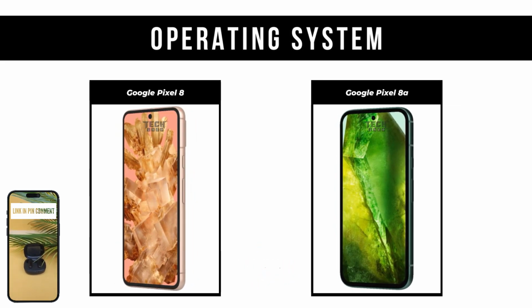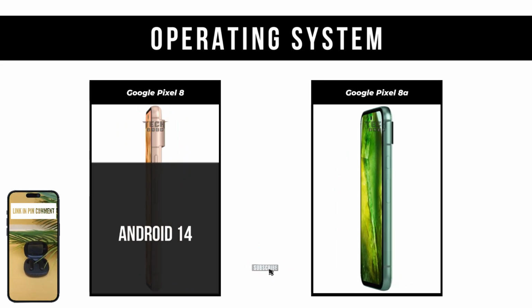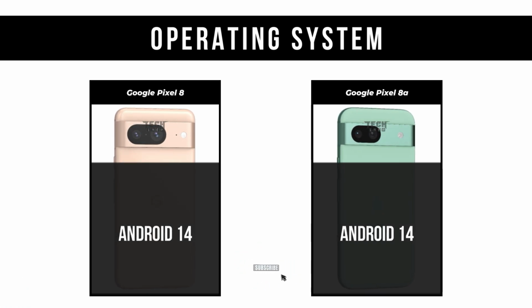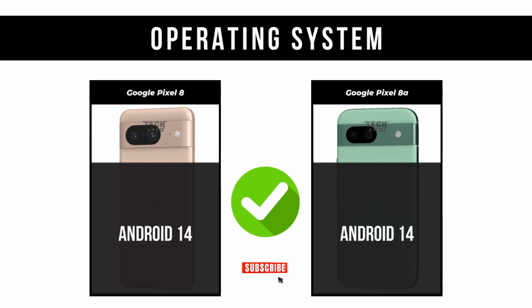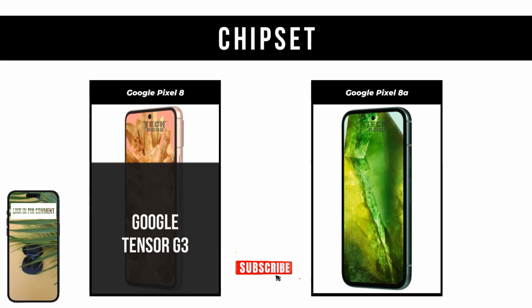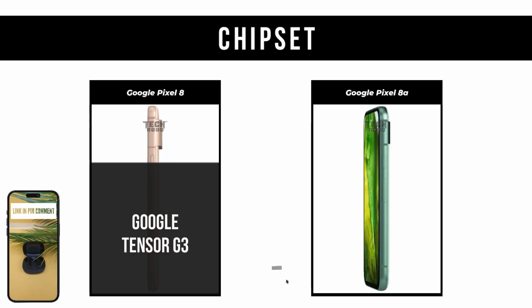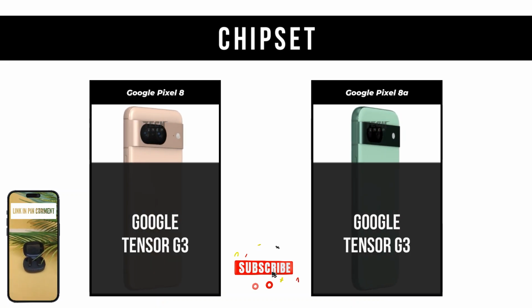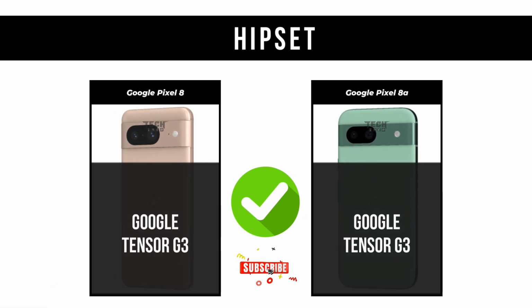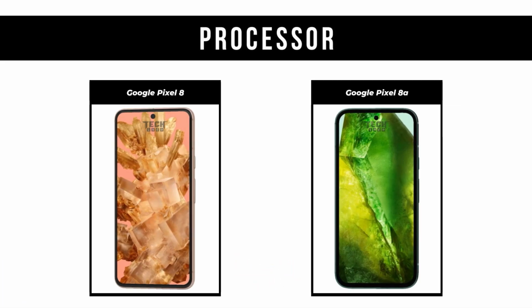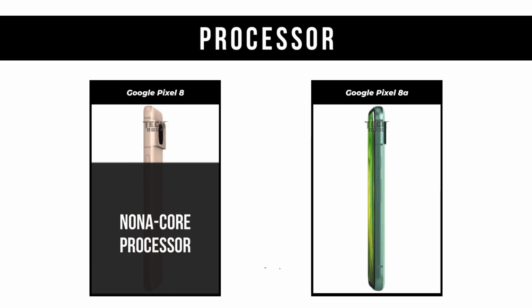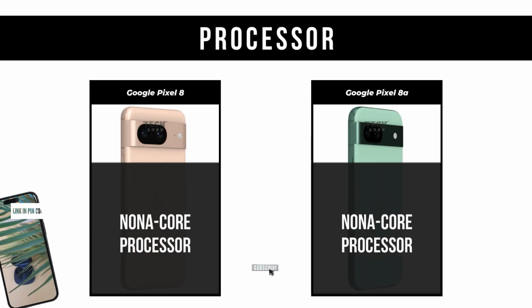Operating system. Google Pixel 8 is Android 14. Google Pixel 8a is Android 14. Chipset. Google Pixel 8 is Google Tensor G3. Google Pixel 8a is Google Tensor G3. Processor. Google Pixel 8 is Nonacore processor. Google Pixel 8a is Nonacore processor.